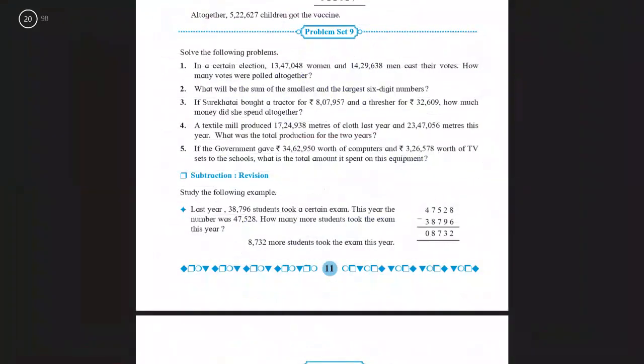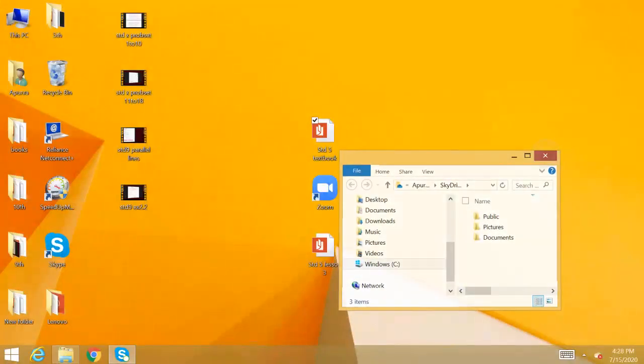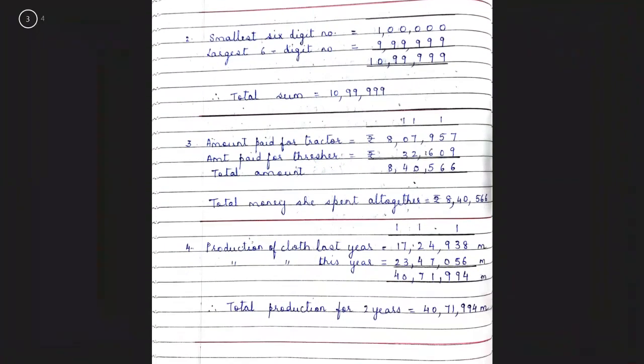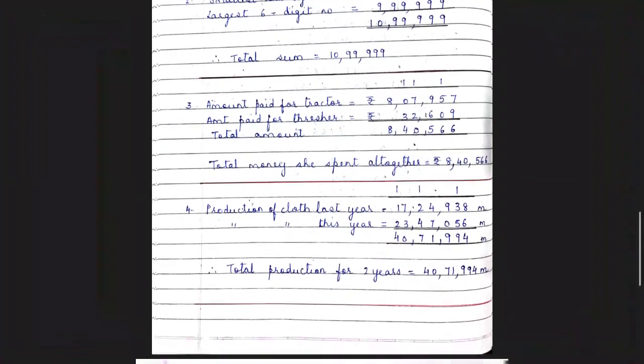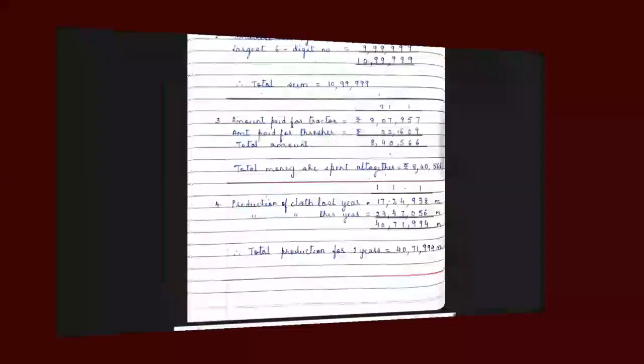Question number 2. What will be the sum of the smallest and the largest 6-digit numbers? Okay, so it's smallest and the largest 6-digit numbers. So first write the smallest 6-digit number. So 1 followed by 5 zeros, that's 1 lakh. Largest 6-digit number, 9,99,999. Add both of them, you get 10,99,999. Okay. Next, we go to question number 3.